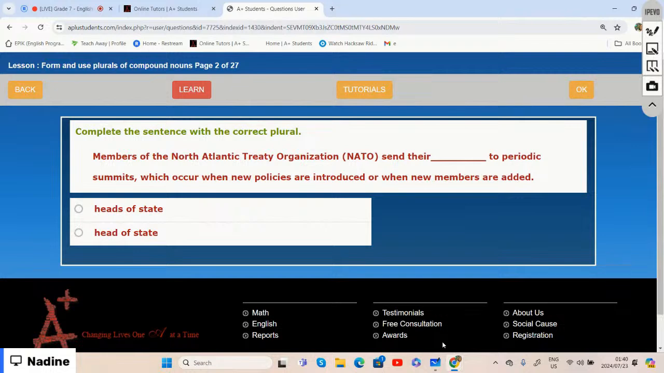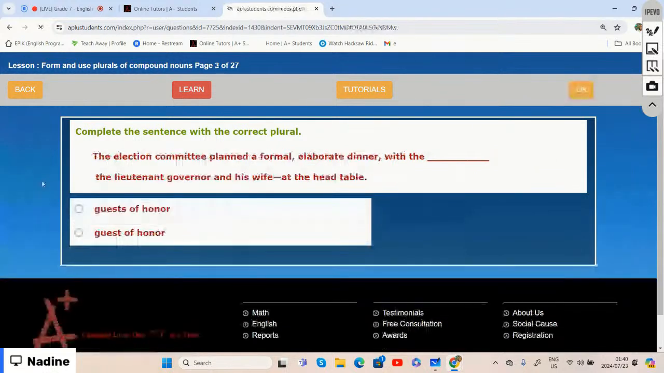All right, and if we were to choose the correct plural form, and then we can say these heads, more than one, we add an S, so it's heads of state, right? So well done. Heads of state is correct. So heads of state is correct.